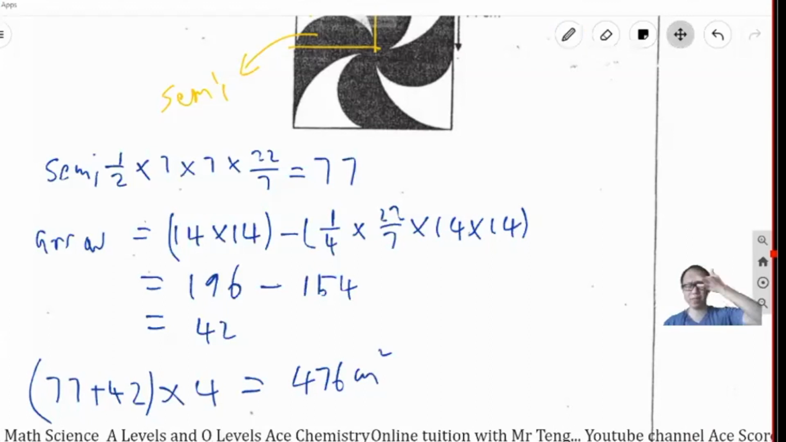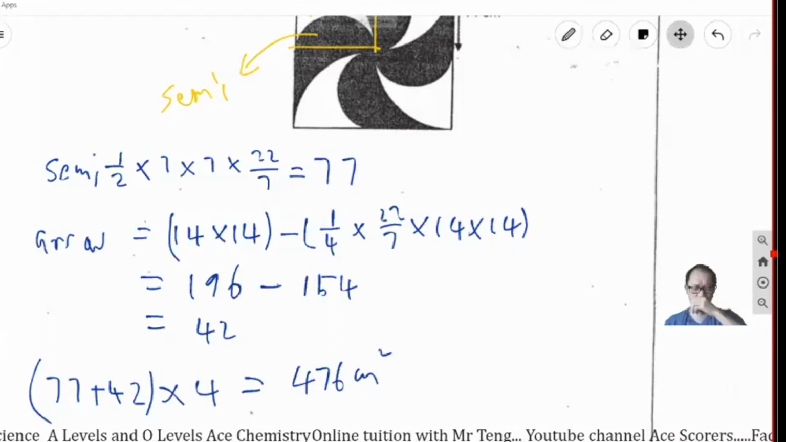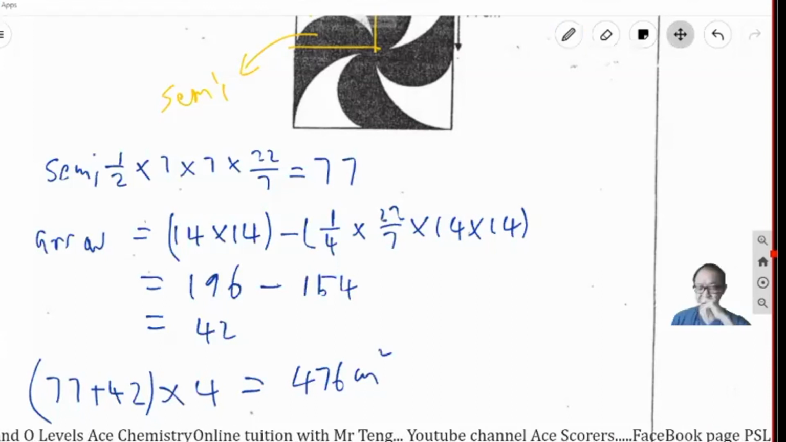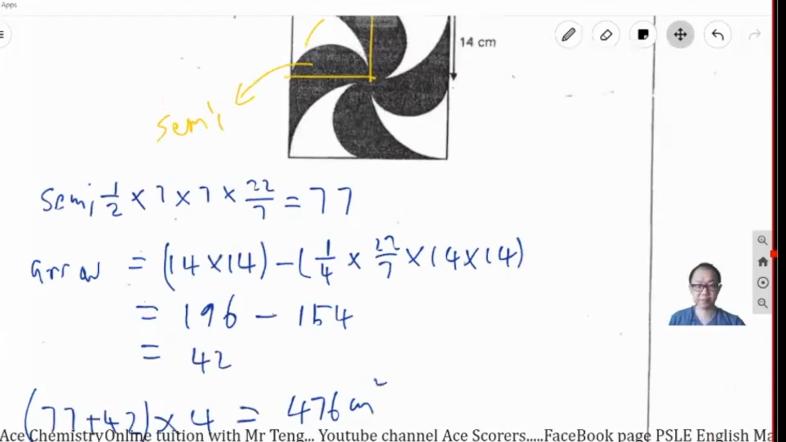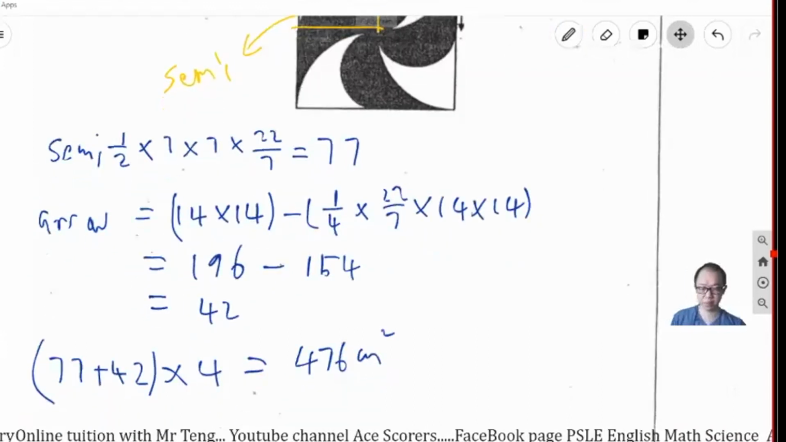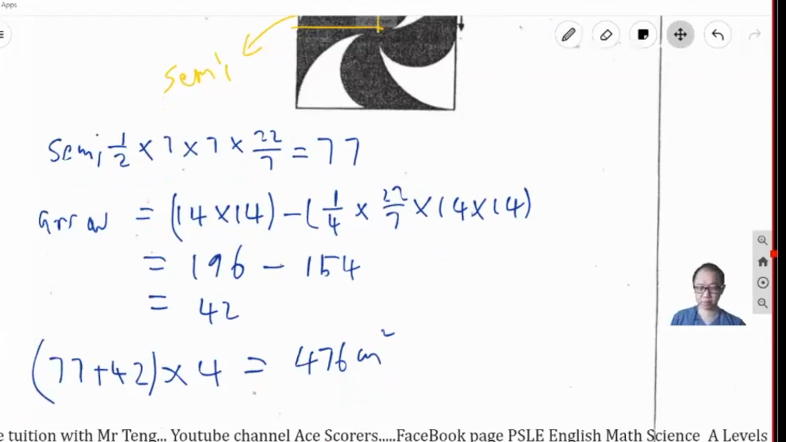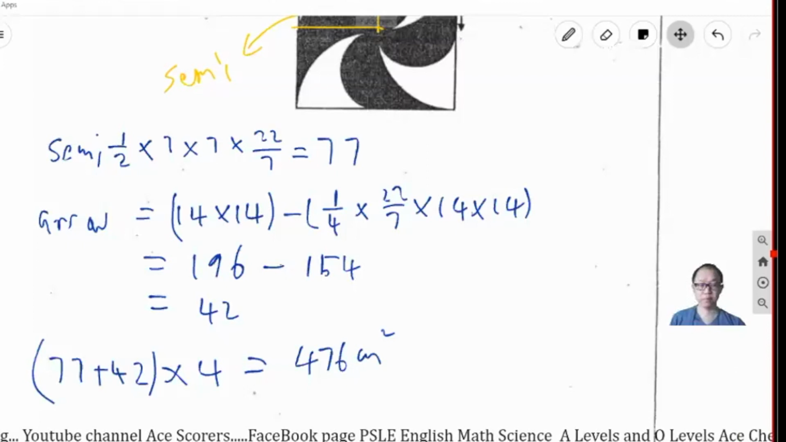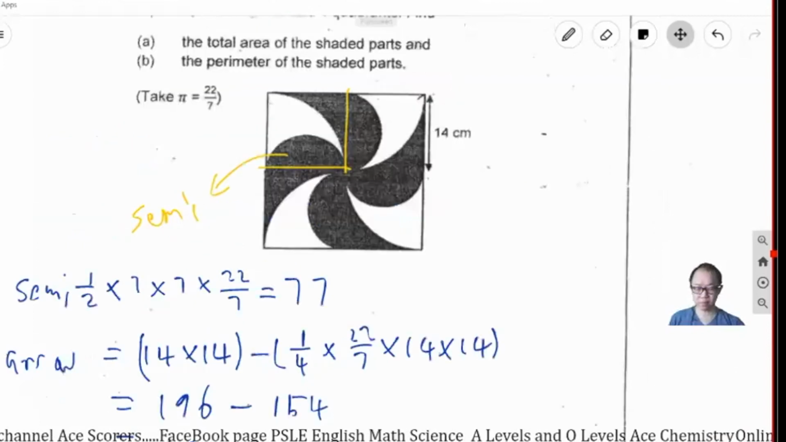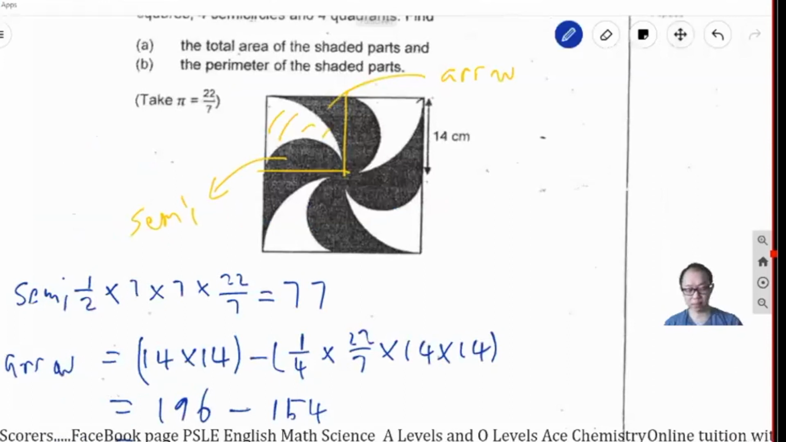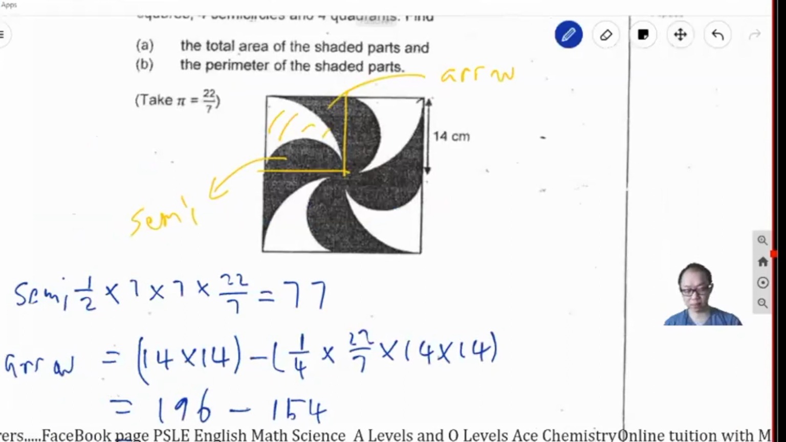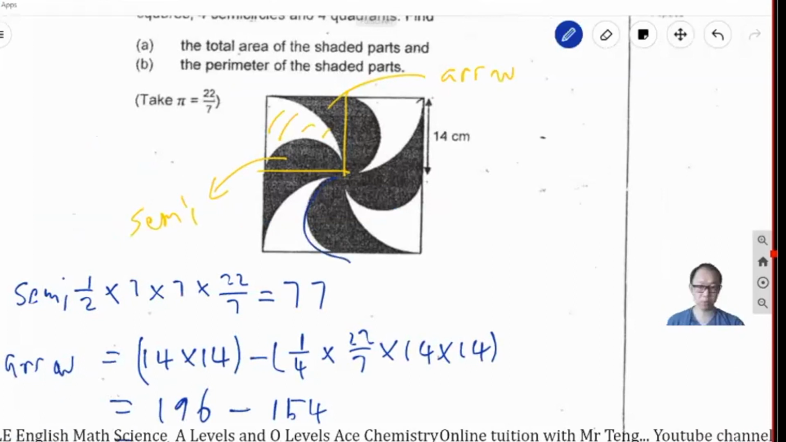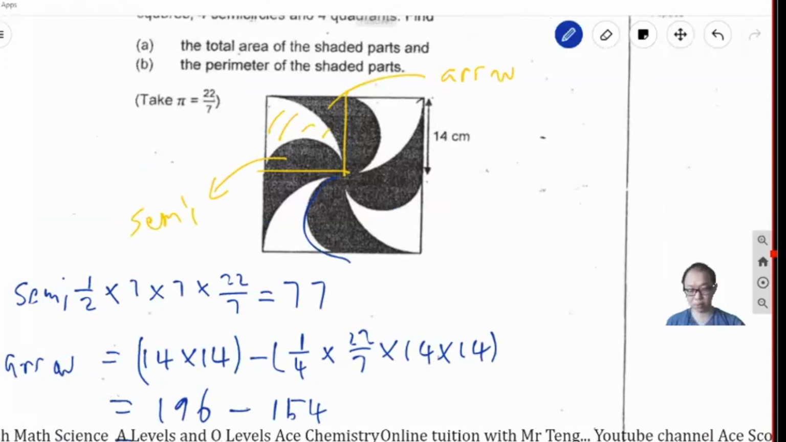Next, you gotta find the perimeter. Perimeter is easier, do you agree? Okay, how to find the perimeter? We gotta find the semicircle. Oh, so fast. 2, 3, 2. Yeah, correct. 2, 3, 2 is correct. And then we gotta find the quadrant, right?